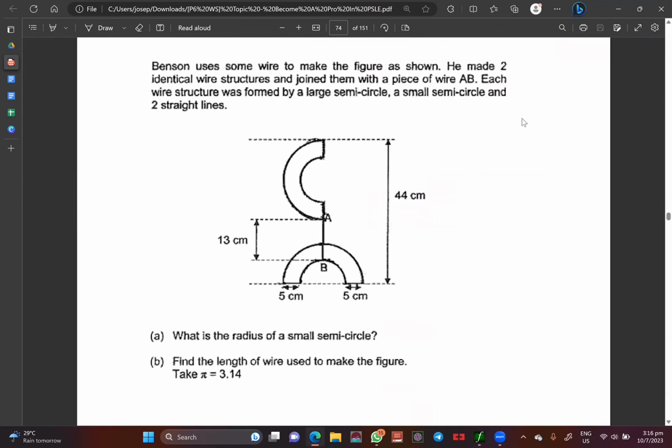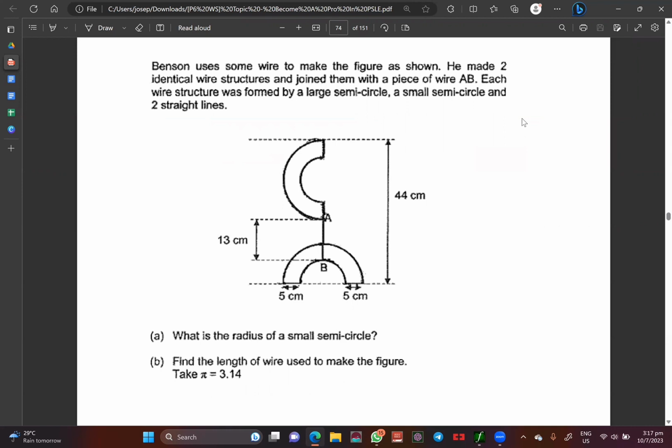Hey, hi everyone. Today we are looking at a question like this. As you can see over here, it shows that Benson uses some wire to make the figure. He made two identical. The key word here is the word identical. When I say that something is identical, it means that they are the same, like twins, triplets, quadruplets.